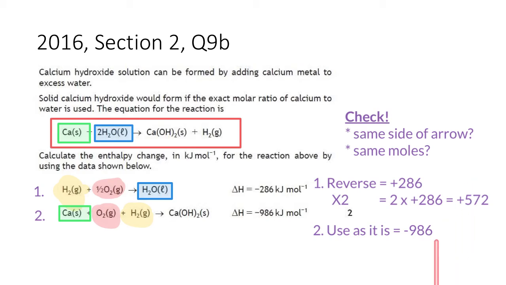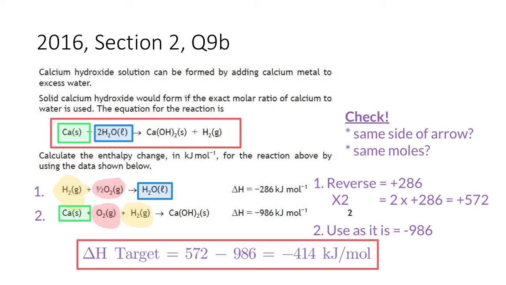Now we've got these two enthalpy values here, we just have to add them together and that will give us the enthalpy change for the target reaction. So the enthalpy change for our target reaction is minus 414 kilojoules per mole. Now the reason this works is that the bond breaking and bond making steps for these reactions add up to the same as the bond making and bond breaking steps for your target equation.